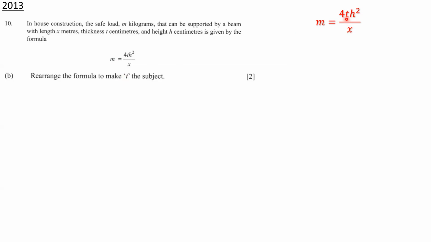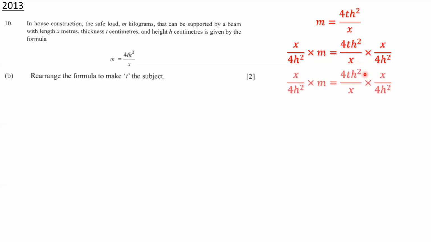And so how am I going to do that? Well, the way I'm going to do it is I'm going to multiply both sides by x over 4h squared. Why would I do that? Because I want to get rid of the x, so that's why I put the x here. I want to get rid of the 4, so I put the 4 at the bottom. And I want to get rid of the h squared, so I put the h squared at the bottom. Notice I don't touch the t. So what does that do? I showed it on the next step.